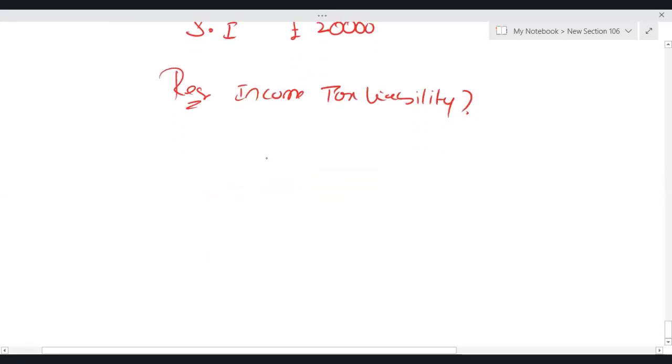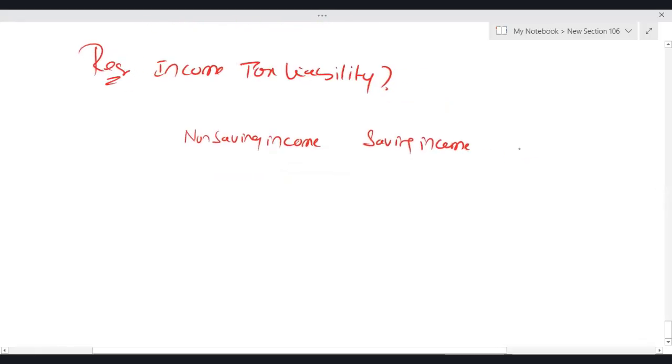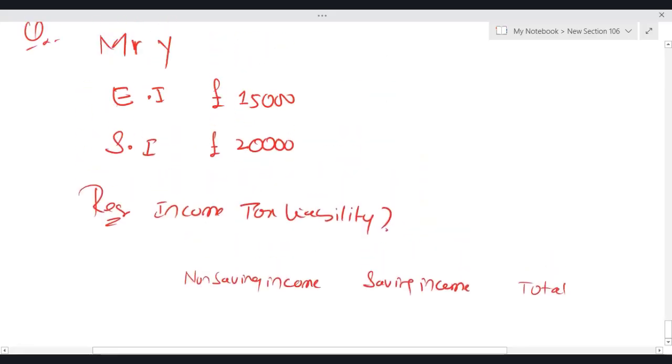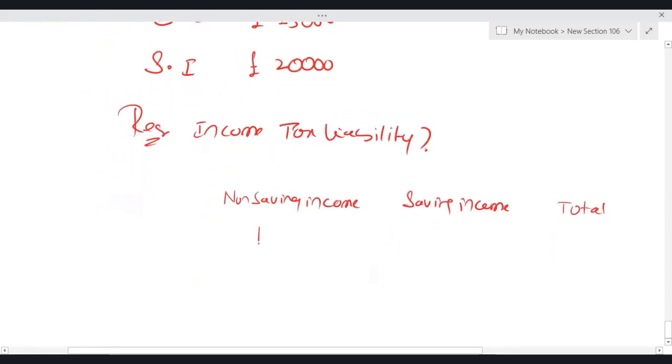Students, any answer? Non-saving income? Saving income? Total. Okay, please go. Okay, get well soon. Non-saving income is 15,000. Saving income is 20,000. Total is 35,000.